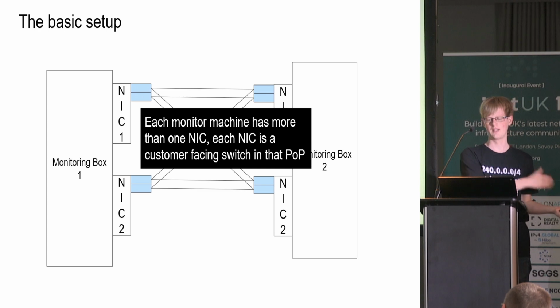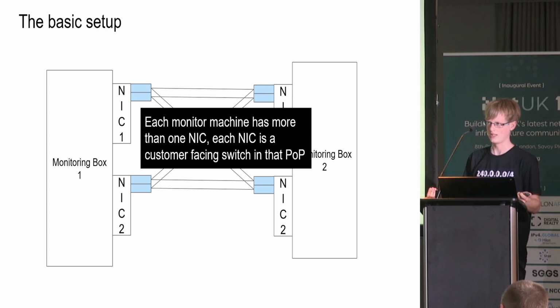Each NIC is a customer-facing switch. I don't monitor the spines because customers don't see the spines. There's no need to measure them. You measure the impact of the spines going bad, not the actual spines themselves, because customers don't care if the spine goes bad if they can't necessarily feel it.